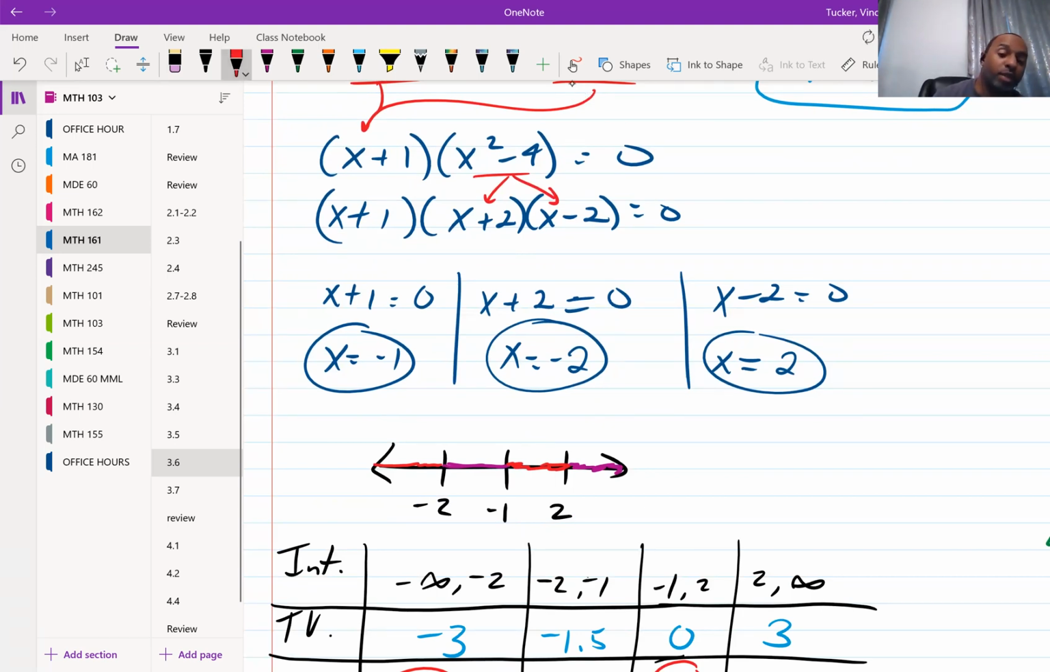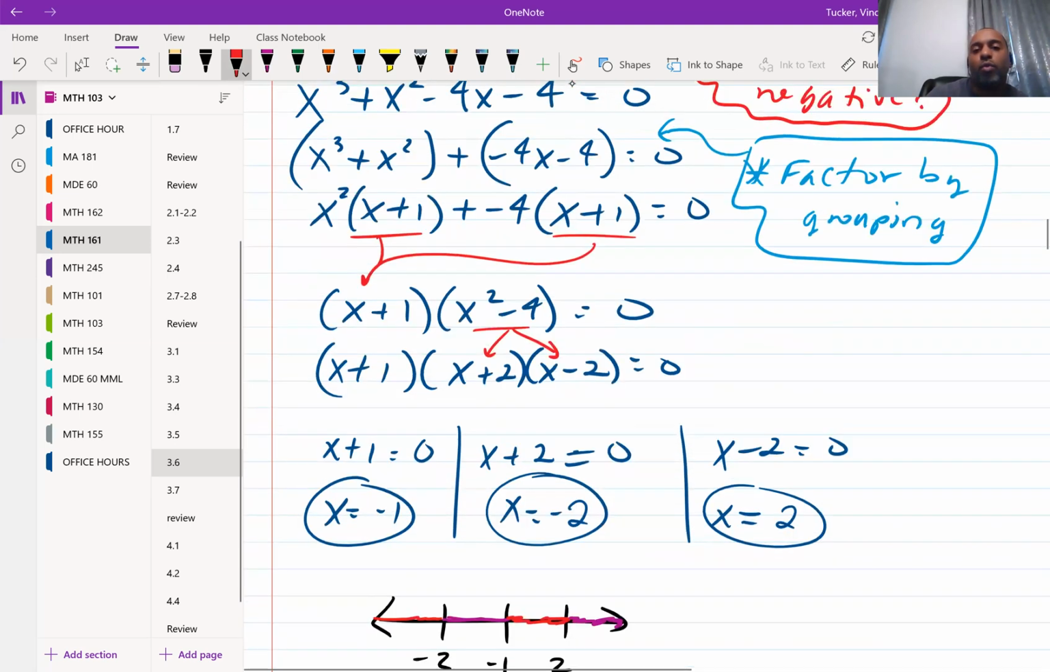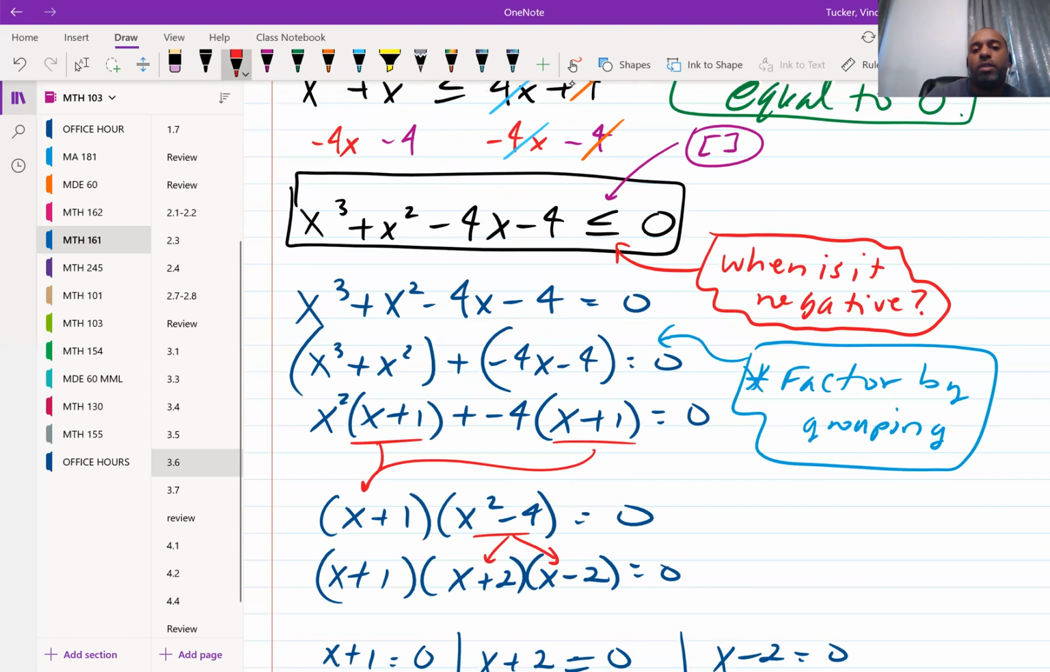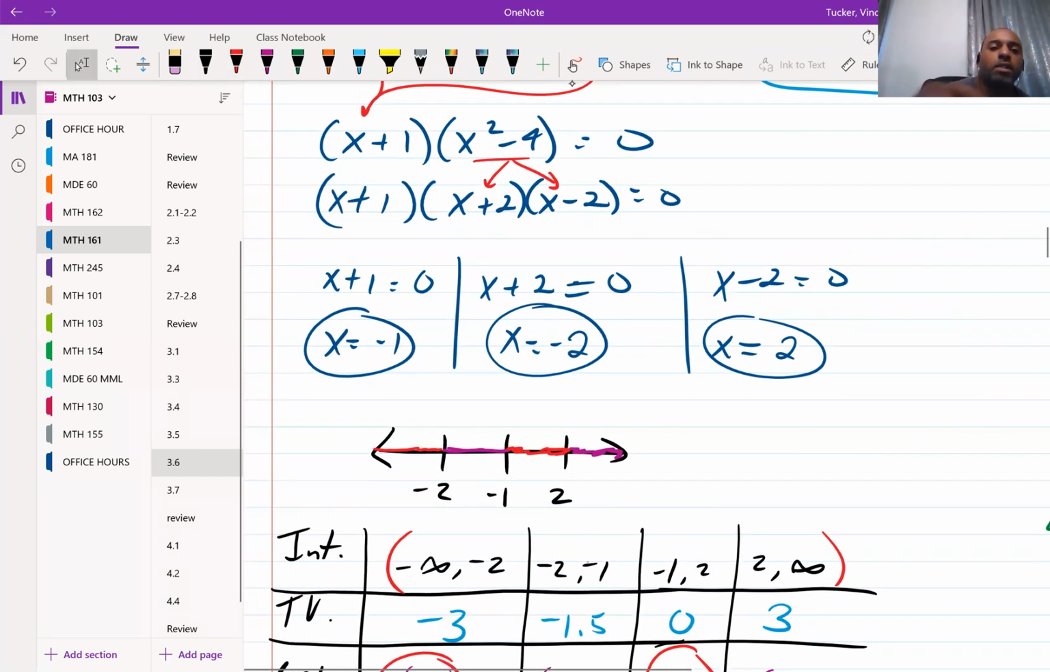Now you want to set up your parentheses and brackets. Parentheses on each infinity sign, that will always be the case. And then if you go back, remember we have or equal to. So that's why I'm going to use brackets on my numbers.